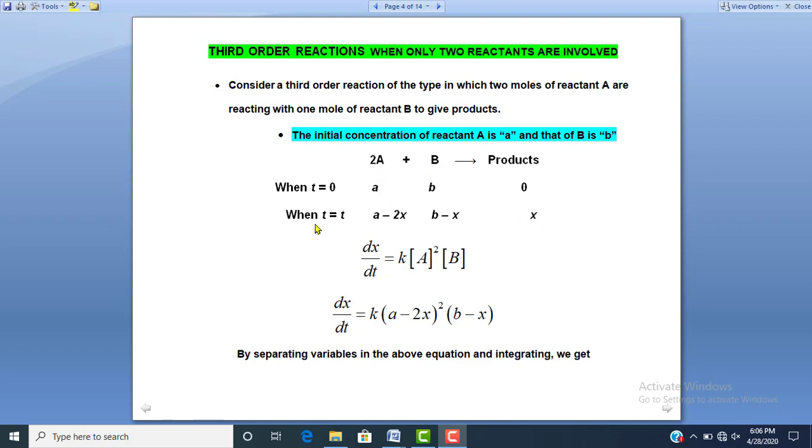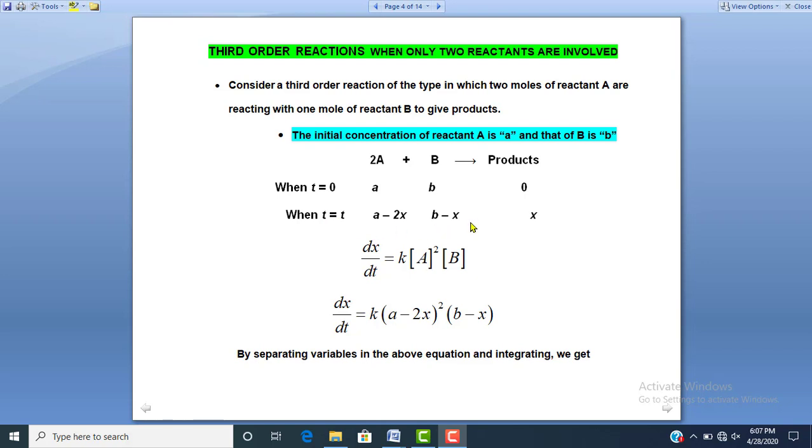So after time t second, the remaining amount of the reactant A will be a minus 2x, because here 2 moles of A are involved. When the product x is produced, there will be double deficiency in the concentration of reactant A. So here we will write a minus 2x. And the remaining concentration of the reactant B after time t second will be b minus x.